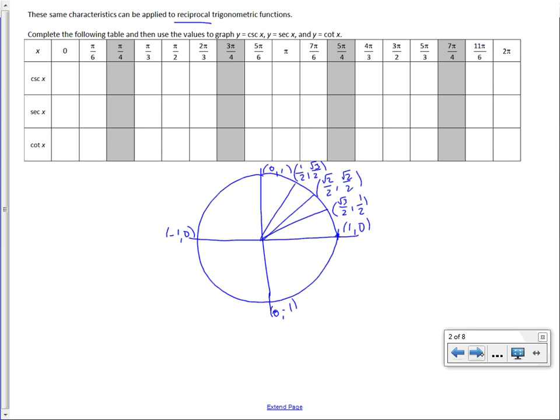What's the reciprocal of 0? Undefined. What's the reciprocal of a half? 2. What's the reciprocal of root 2 over 2? 2 over root 2, but remember, that's really just root 2, right? Because root 2 over 2 was the rationalized version of 1 over root 2 if you take the reciprocal of root 2. Reciprocal of root 3 over 2: 2 root 3 over 3. Very good. And then reciprocal of 1, 1.